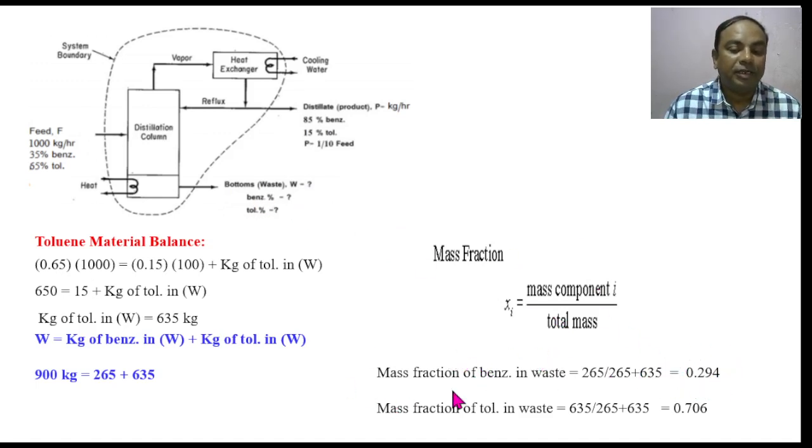Similarly, we can calculate the mass fraction of toluene in the bottom stream. When we did the toluene material balance, this came out to be 635 kg, divided by the total mass of 900 kg. It comes out to be 0.706 as the mass fraction of toluene in waste. So here we can say that the material balance calculation, input equals output, is verified.